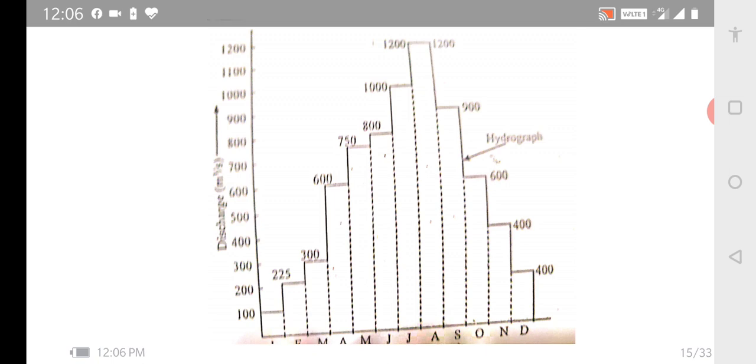Graphs are commonly used to design sewerage, more specifically the design of surface water sewerage systems and combined sewers. So here you can see, if you connect the tops, on the left side there is a rising limb, and in the month of August it is highest, 1200, and then it goes on reducing, that is the falling limb. So this is one typical river hydrograph.